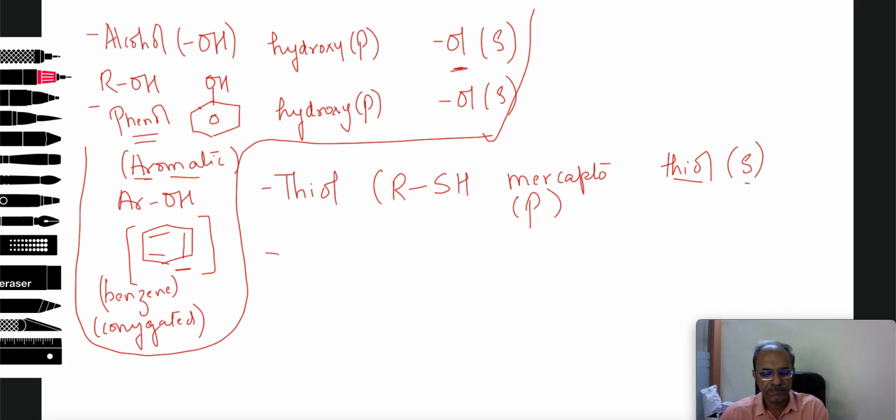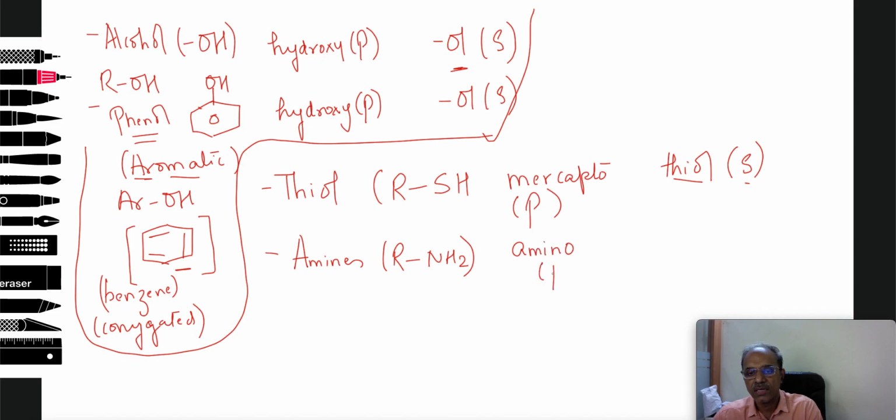Now another we will see: amines. Amines is nothing else but R bonded to NH2. The prefix happens to be amino. Amino is the prefix for NH2, and amine happens to be the suffix. Fine.